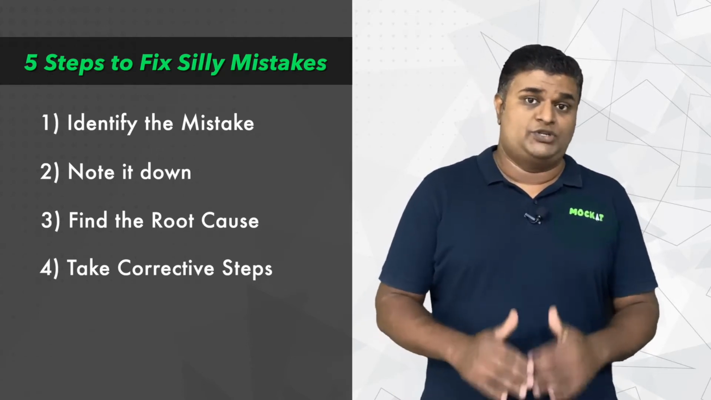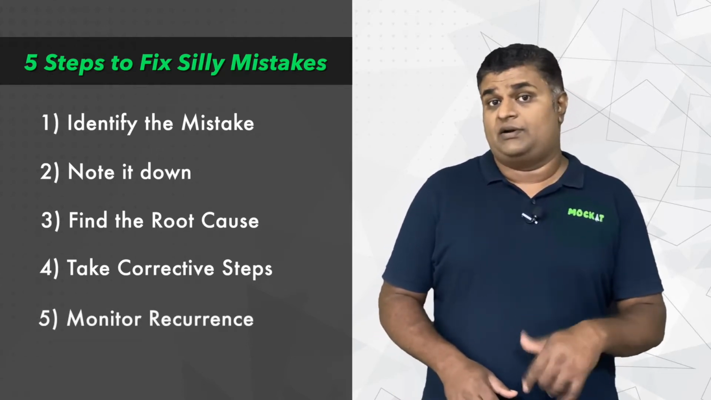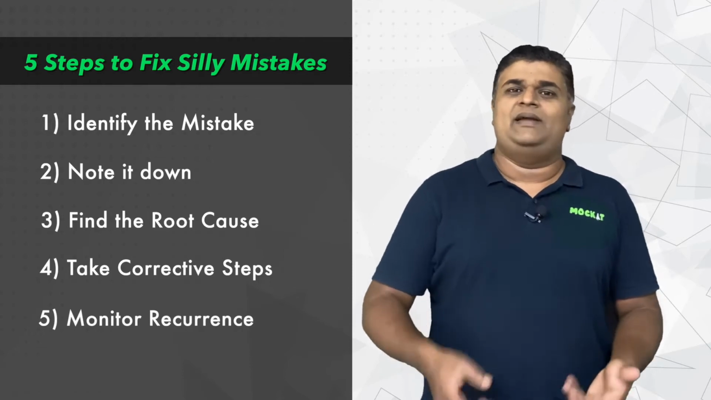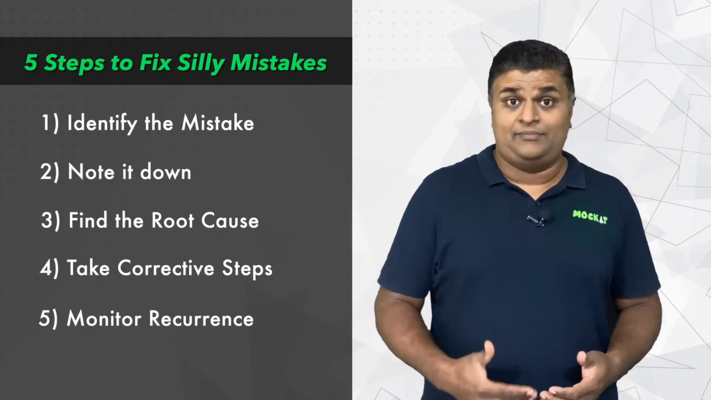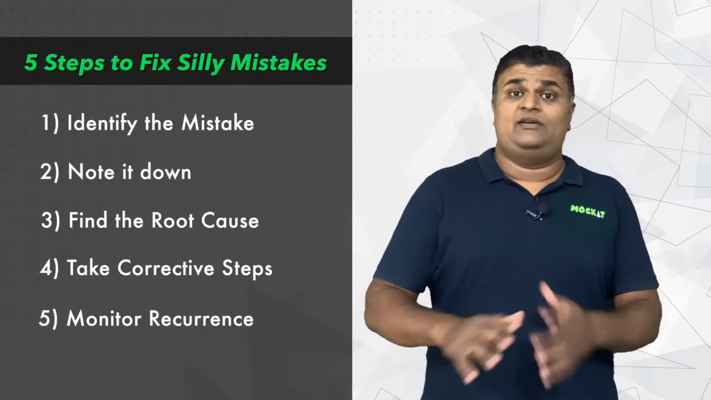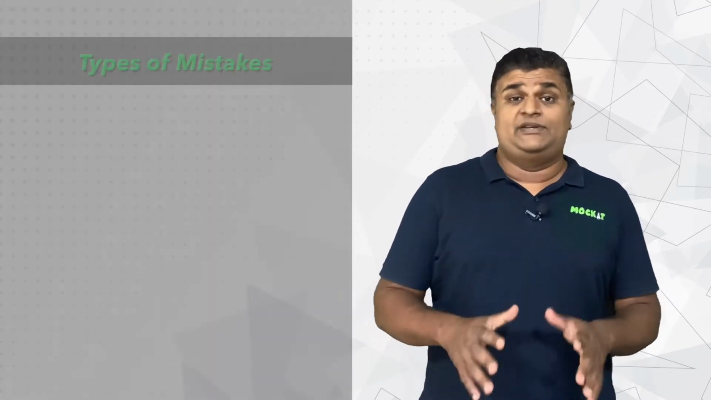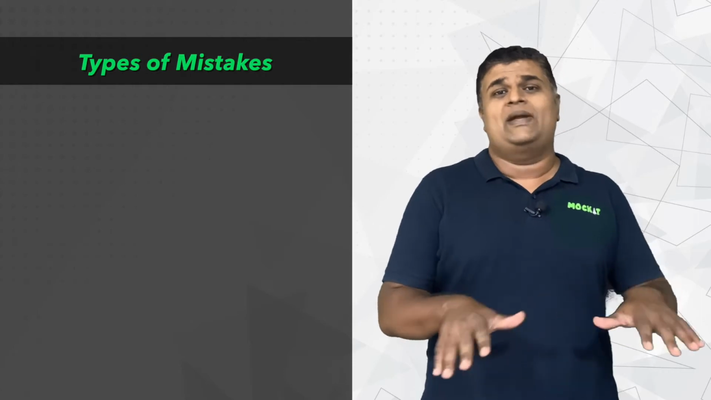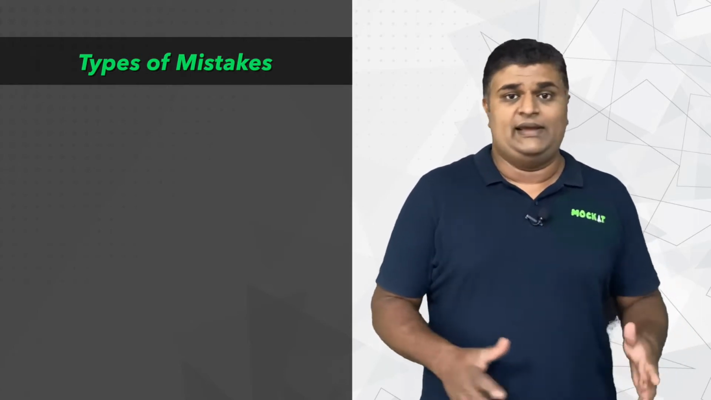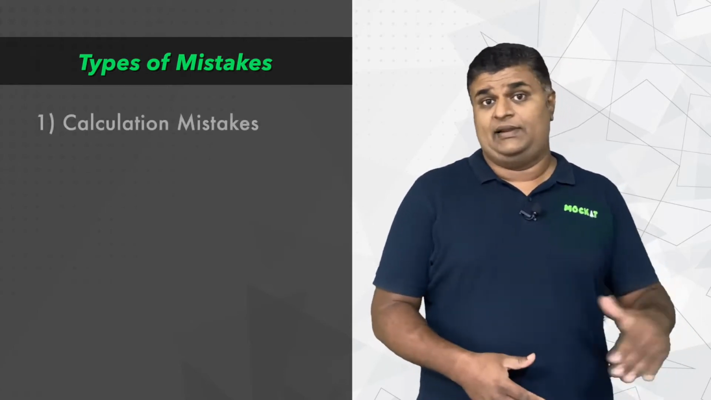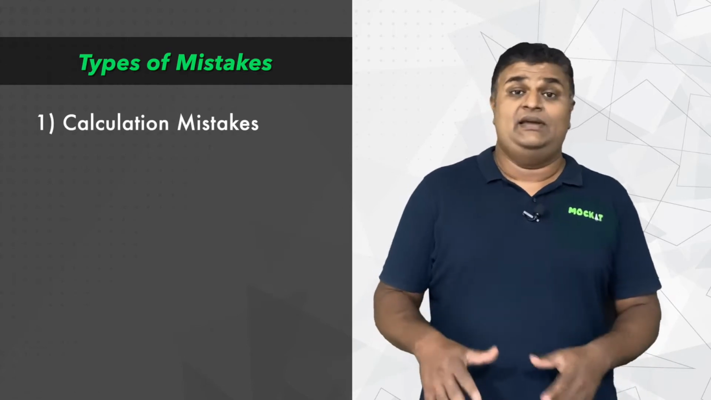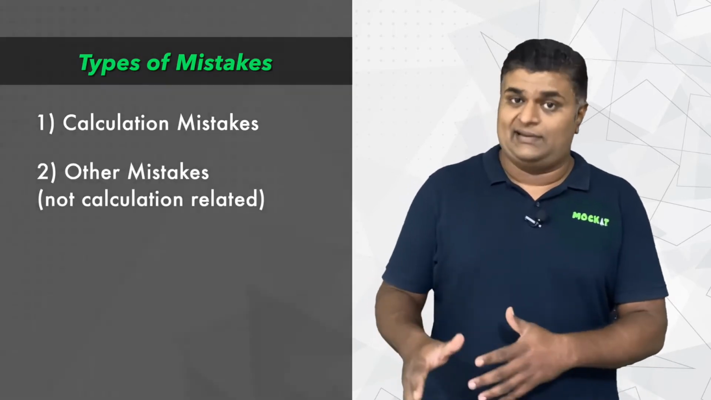The fifth and the most important part over here is for you to monitor it from time to time. See as to whether you're making the same mistake again and again and again, or you've simply fixed it over time, in which case you can just mark it as fixed. Now, silly mistakes can be broadly categorized into 2 categories when it comes to the quant or the DILR sections. One is calculation-based mistakes. The second is the other types of mistakes which are not calculation-based.